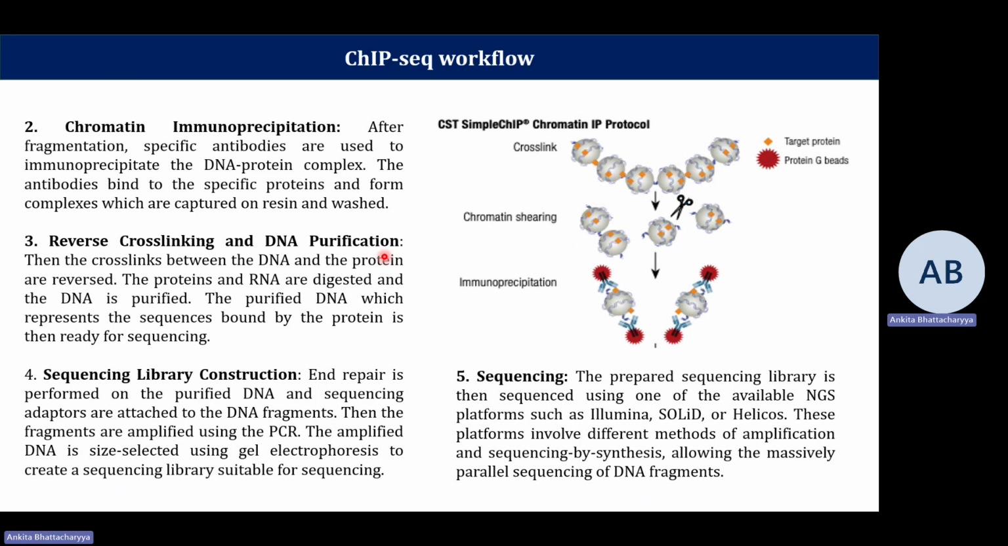Then you have the actual sequencing step, whereby the prepared sequencing library can then be sequenced using one of the available NGS platforms like Illumina, Solid, or Helicos. The platforms involve different methods of amplification and sequencing by synthesis, allowing the massively parallel sequencing of many DNA fragments.